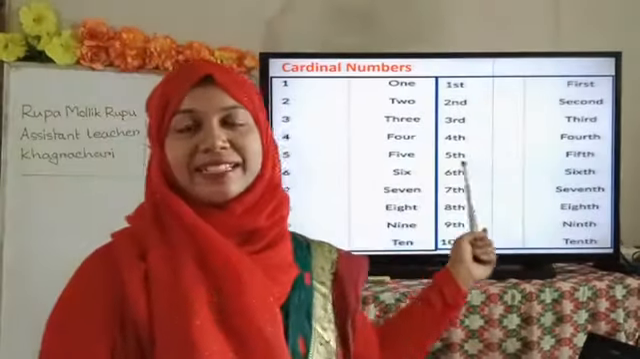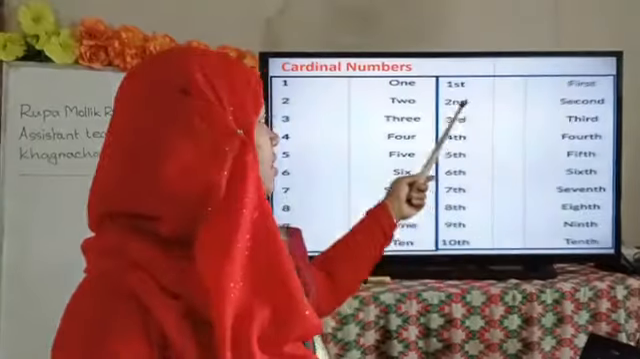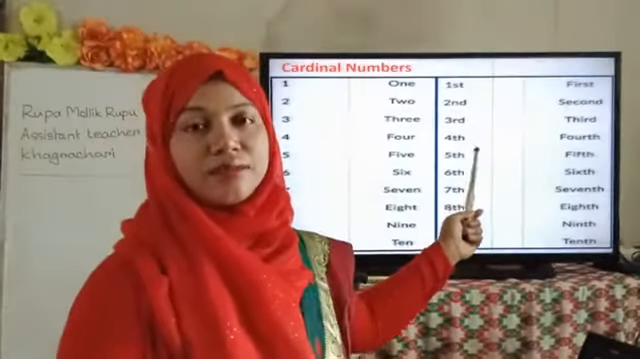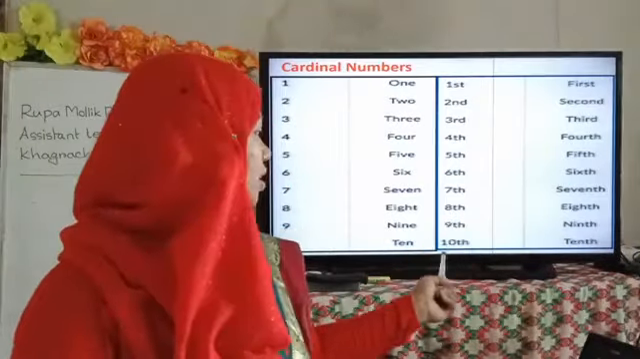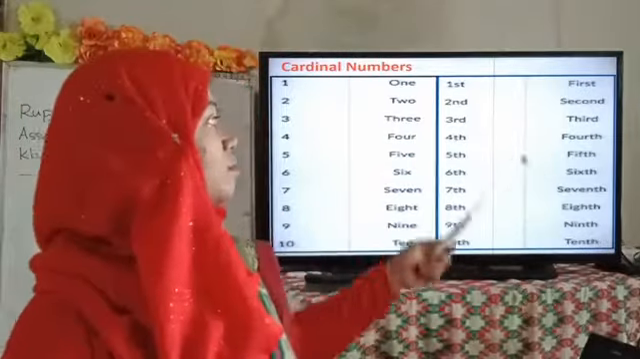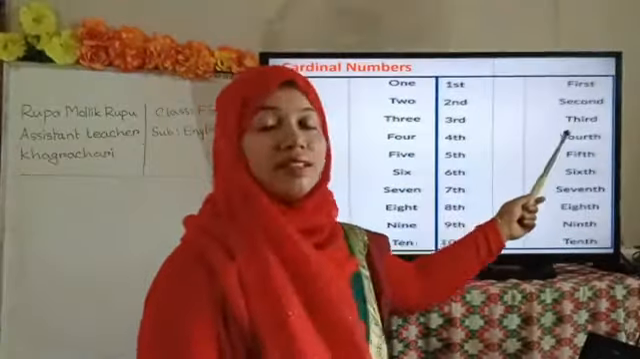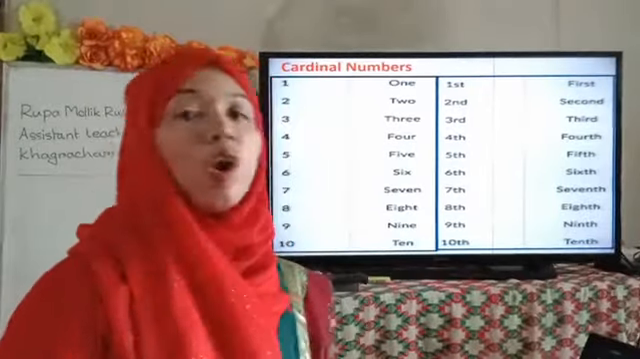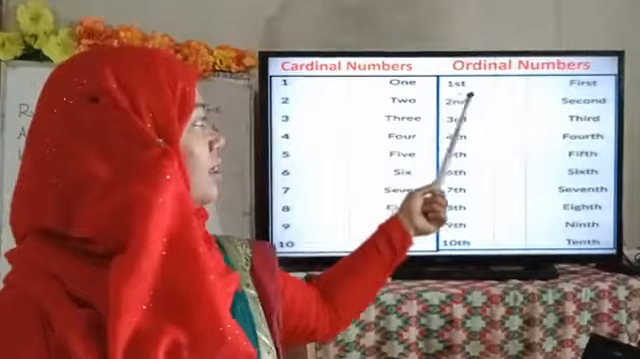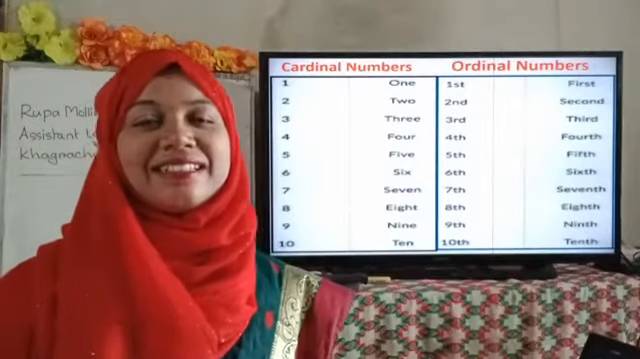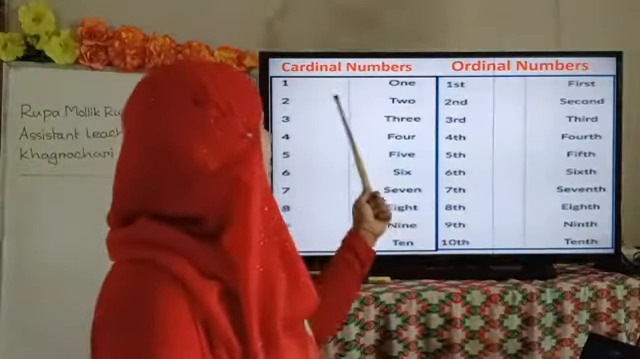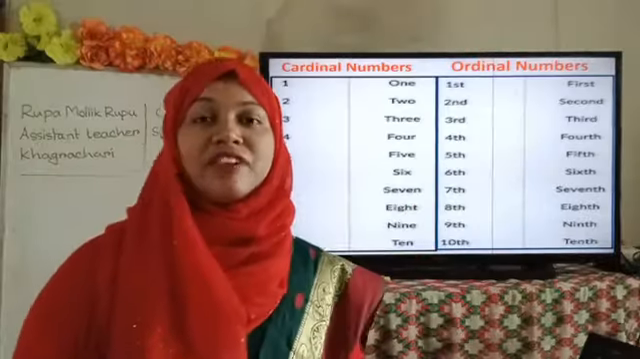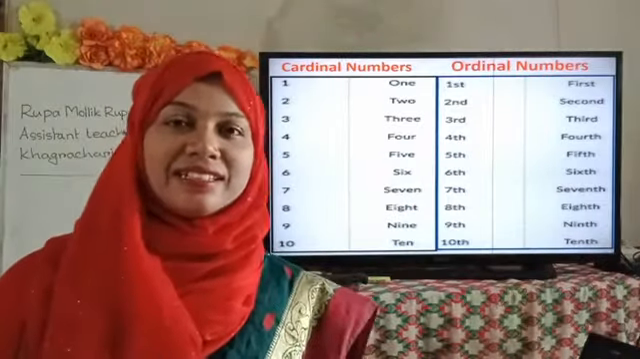Another picture. What can you see here? First, second, third, fourth, fifth, sixth to 10th. And this is the spelling of first, second, third, fourth to 10th. And these are ordinal numbers. Am I right, dear students? Okay. So these cardinal numbers and ordinal numbers are very important to write a date.